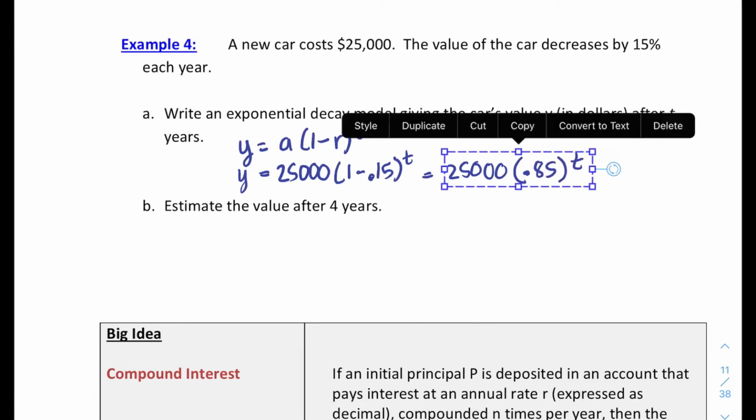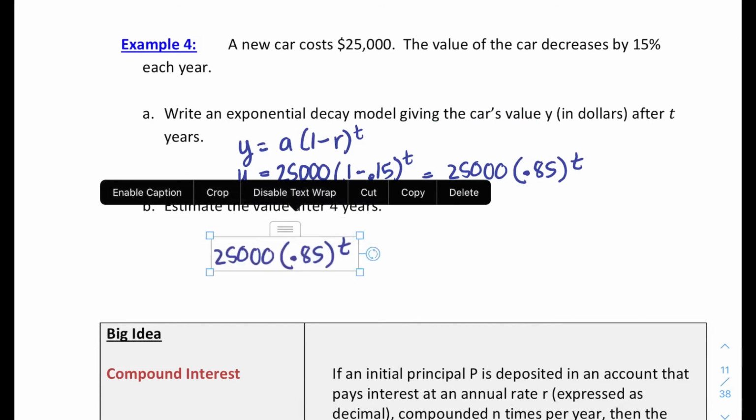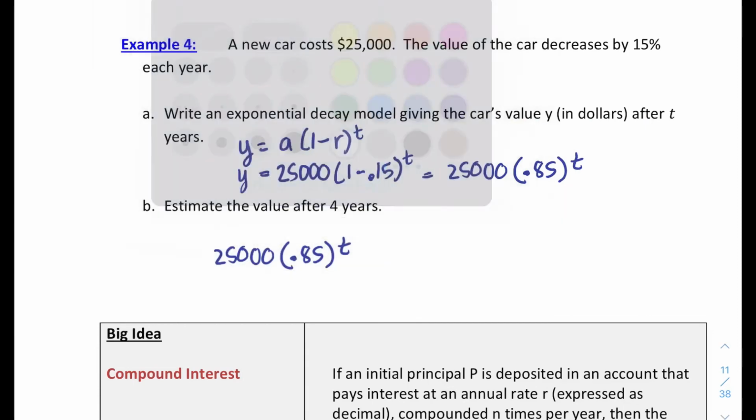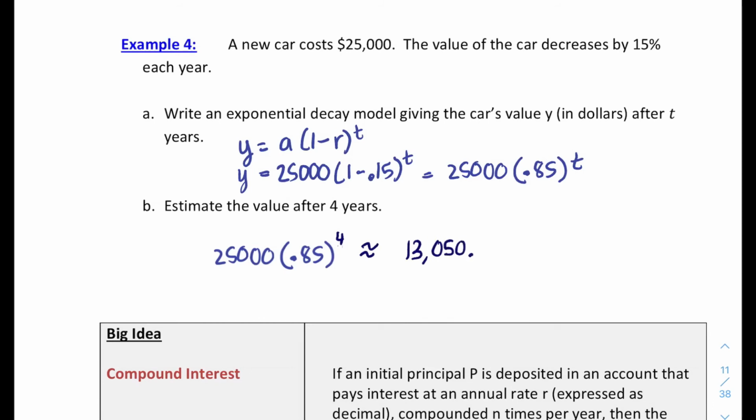So after 4 years, if I plug in 4 for T, my car is obviously not going to be worth nearly as much as its starting value. If I was in class, I'd ask you to pause and guess what you think it might be. So you can do that in your head. It's going to end up being $13,050.16. It's a lot of loss in value for 4 years.